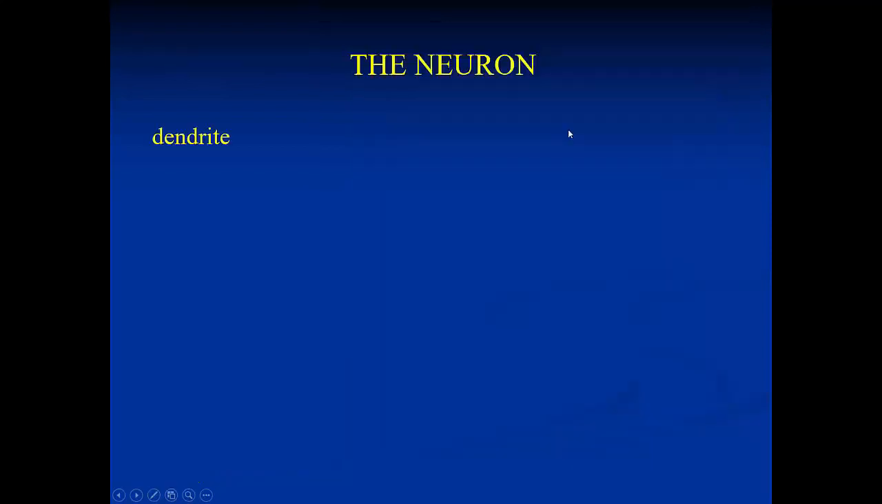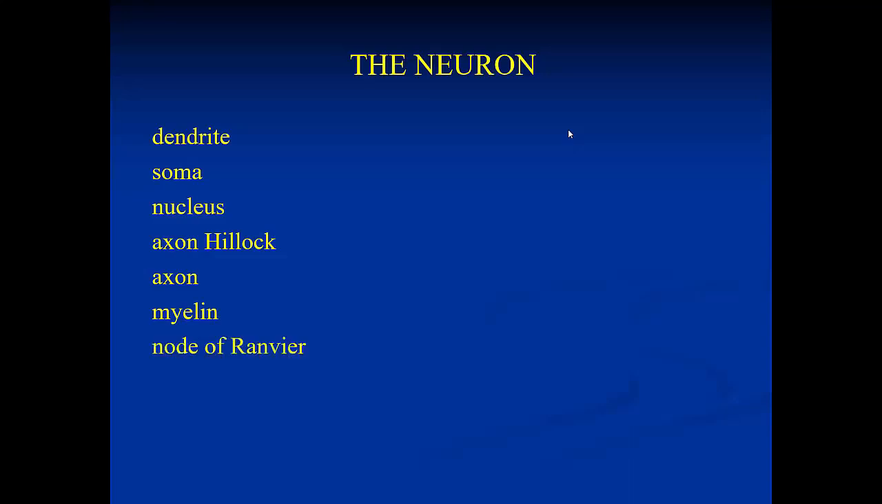Now, as far as a neuron goes, I want you to know the dendrite, the soma, the nucleus, the axon hillock, the axon, and myelin. The node of Ranvier, and then the terminal bouton. And I'll show you where all of these are.